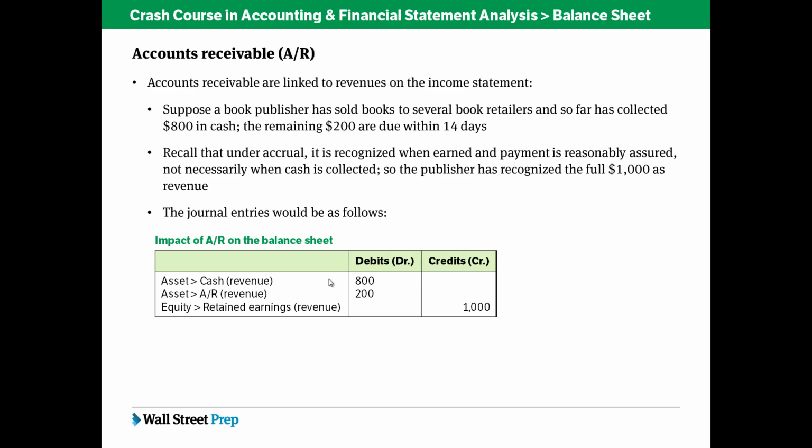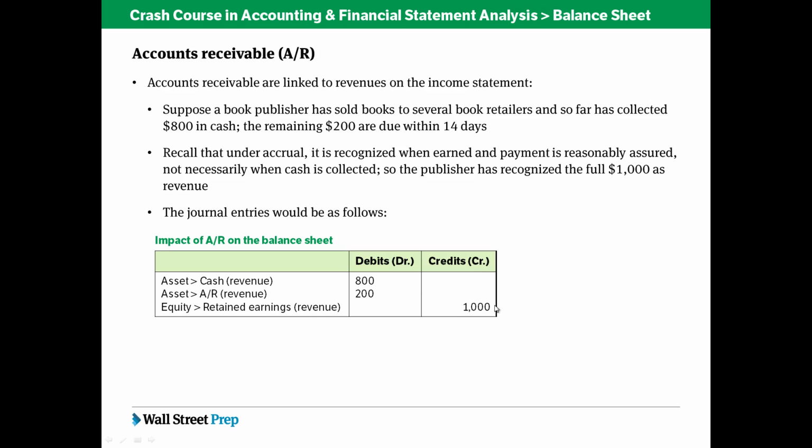So what I'd like to show is the journal entries that would follow for this particular transaction. You would see that cash would be debited by $800. The publisher received $800 in cash, but revenues would be recognized on the income statement, and whenever revenues or any sort of income on the income statement is recognized, the impact on the balance sheet is retained earnings.